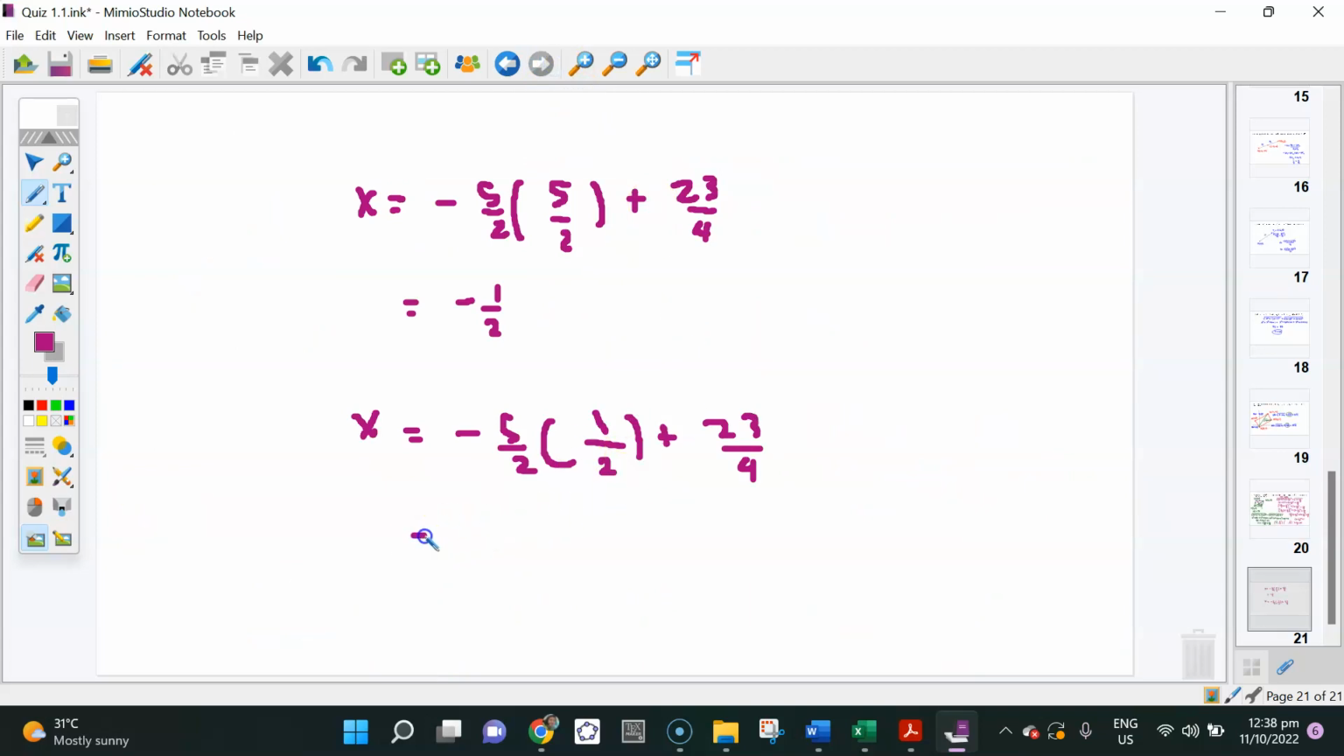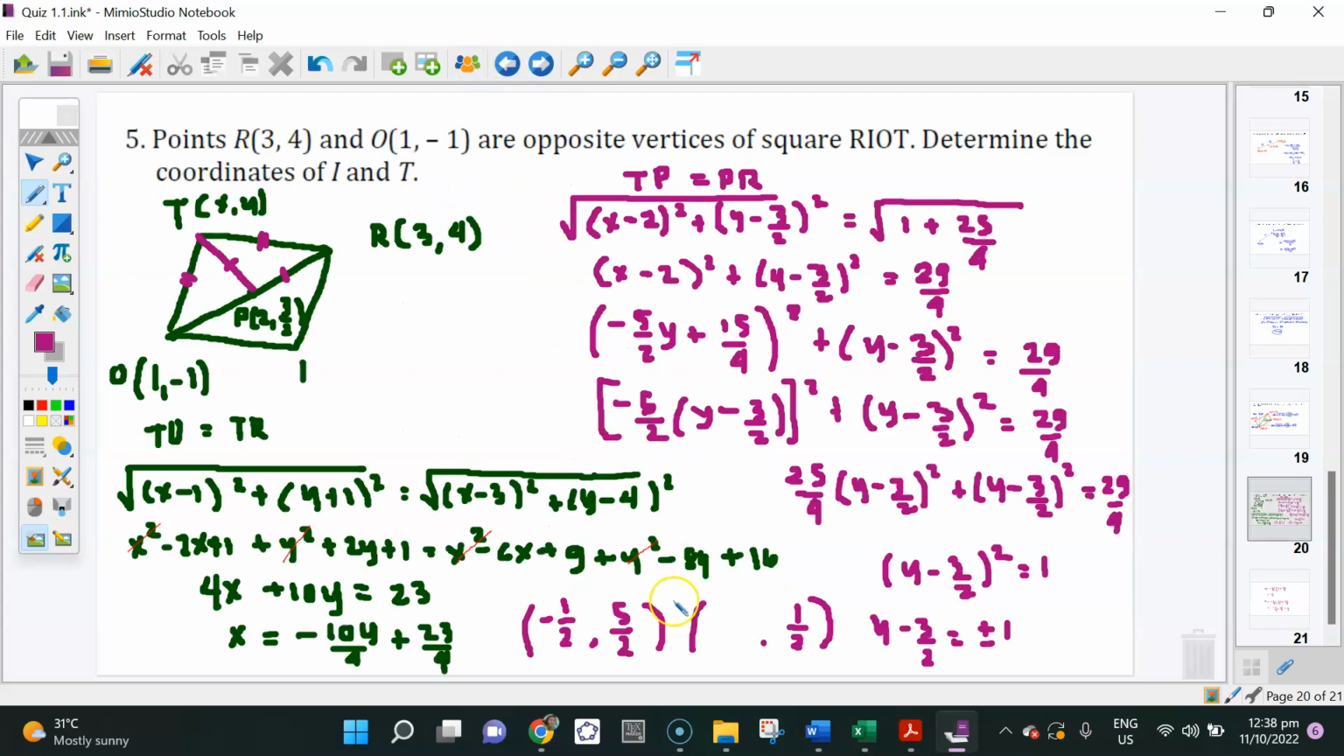And lastly, this one will become negative 5 over 4 plus 23 over 4. So that will be 18 over 4, which is 9 halves. Right? So the coordinate here is 9 over 2. Therefore, the coordinates of T and I are (negative 1 half, 5 halves) and (9 halves, 1 half). Okay? Good.